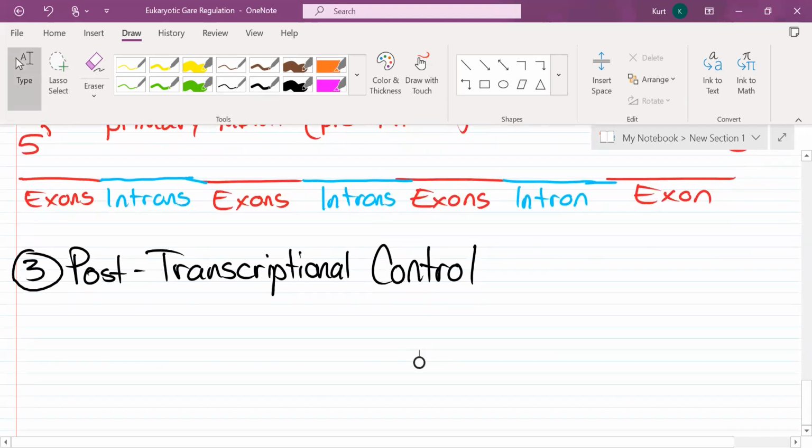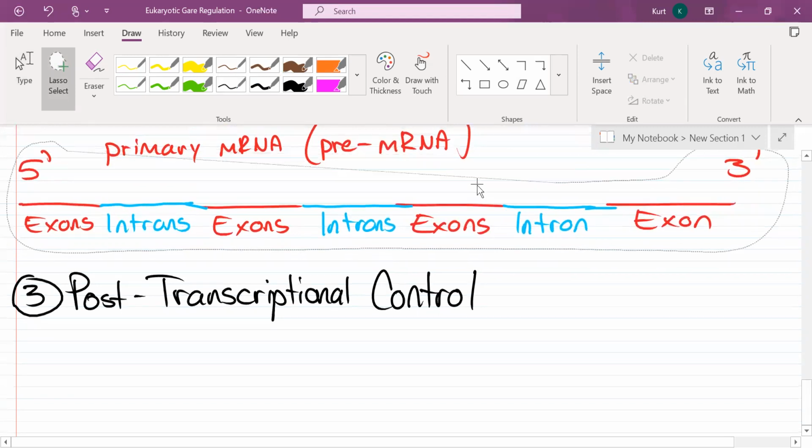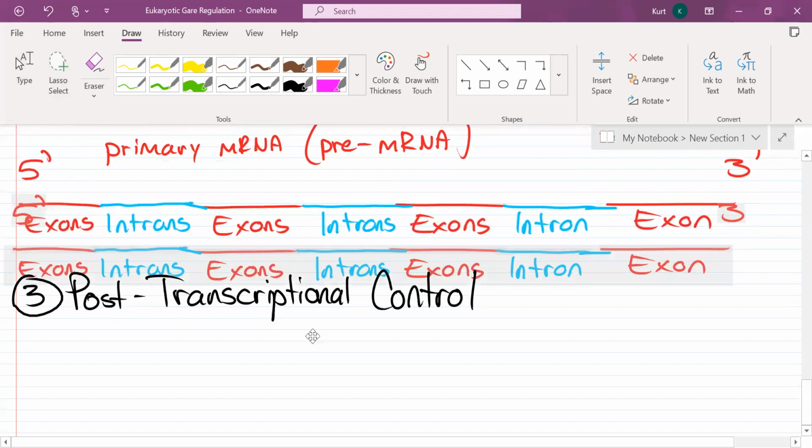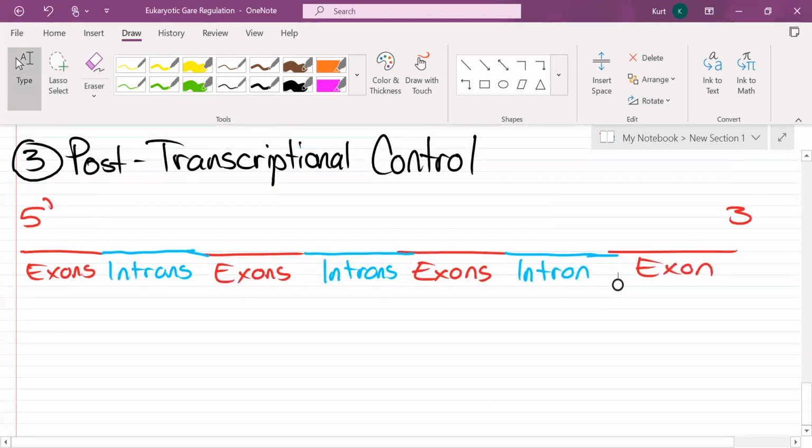Now, to save myself some time, I'm just going to drag this down here. You can redraw it. And I'm going to tell you what happens to a certain part of it. So we have to get this from pre-mRNA to final mRNA.